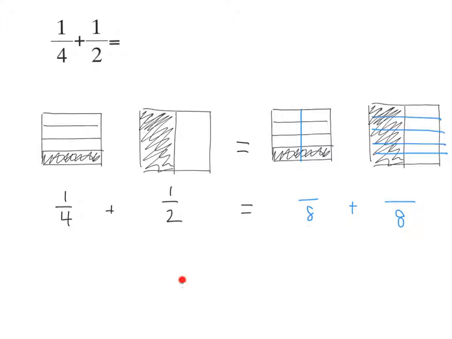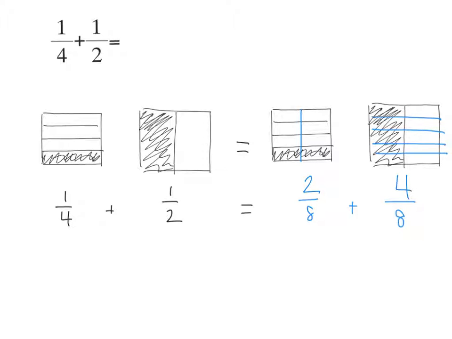1/4 plus 1/2 is the same as how many eighths? 1/4 is the same as how many eighths? 2 eighths. And 1/2 is the same as how many eighths? 4 eighths. Now, are my denominators the same? Yeah. Both addends have a denominator of what? 8.